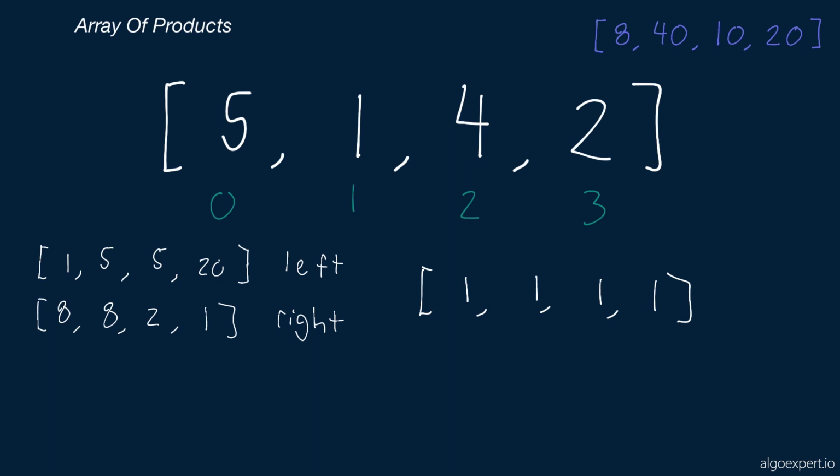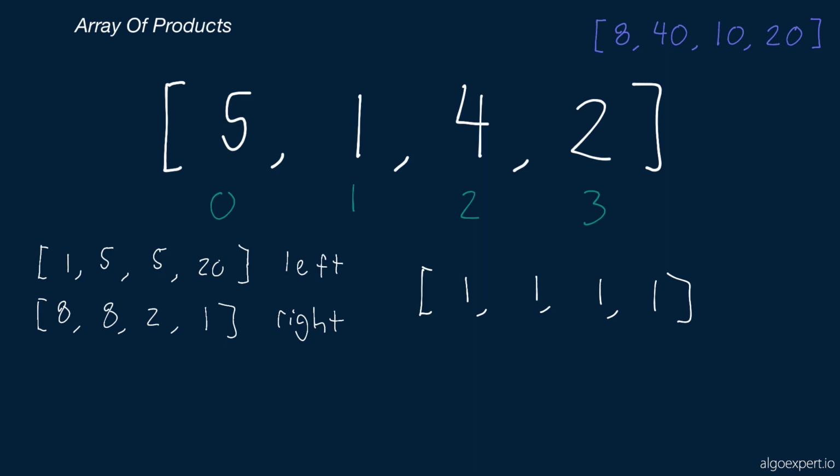Because again, remember, in the left array, we're storing the products of all of the elements to the left, and in the right array, we're storing the product of all of the elements to the right. So that means if we simply multiply these two values together, that will give us the product we should have at this specific position in the output array.